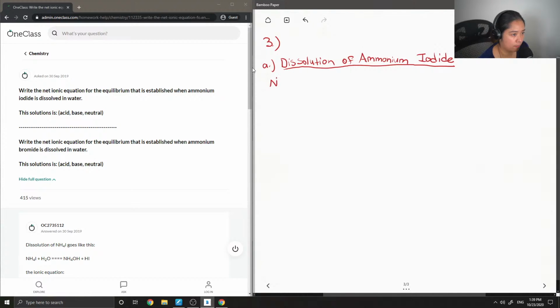Okay, so this is the chemical equation for ammonium iodide plus water. We'll make NH3 plus H3O+ plus iodide.